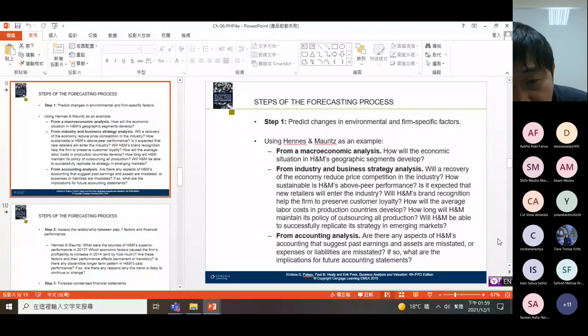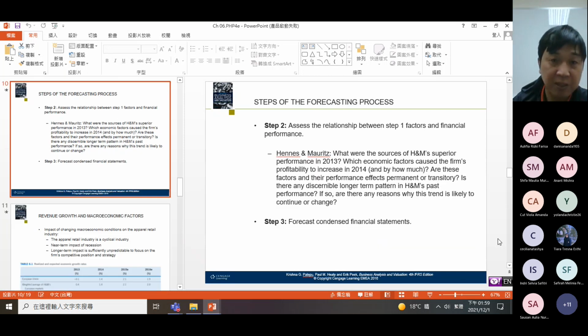From accounting analysis, are there any aspects of H&M's accounting that suggest past earnings and assets are misstated, or expenses or liabilities are being misstated? If so, what are the implications for future accounting statements?